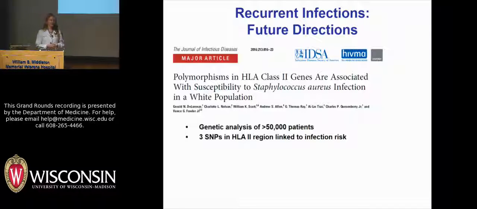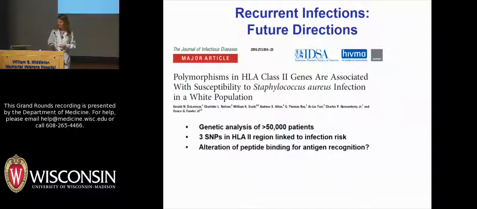What they found was that there are 3 single nucleotide polymorphisms in a gene, HLA2, that was associated with the risk for Staphylococcus aureus infection. And of course, this is a disease we don't think necessarily of being due to an immunodeficiency. What it's thought is that the defects and the abnormalities in HLA might allow for altered peptide presentation, and that then it wouldn't be recognized the same way.